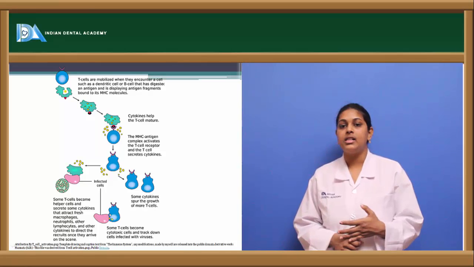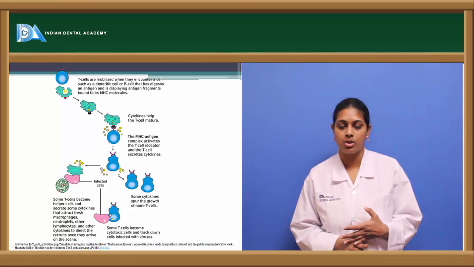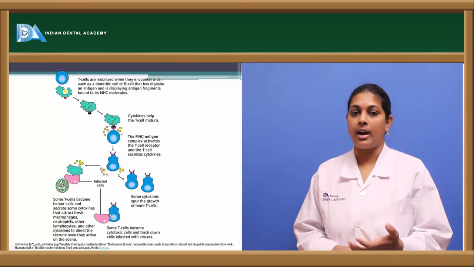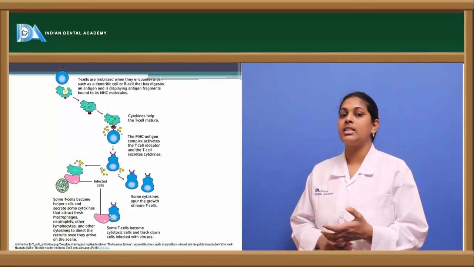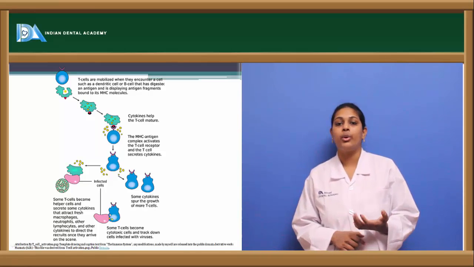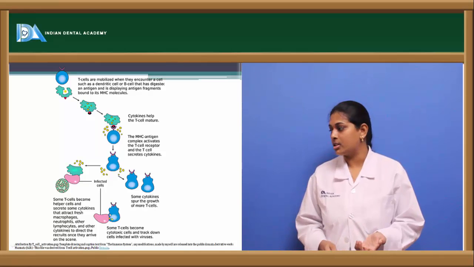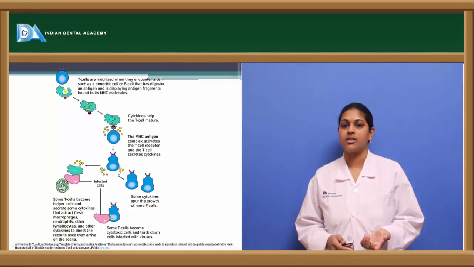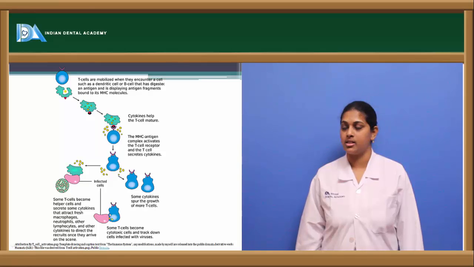Whereas T cells, when they start expressing the specific major histocompatibility complex, differentiate into the T suppressor cells or the T cytotoxic cells, which directly act against the invading antigen. This is seen in cases of infections with viruses. This is the function of the T cells.